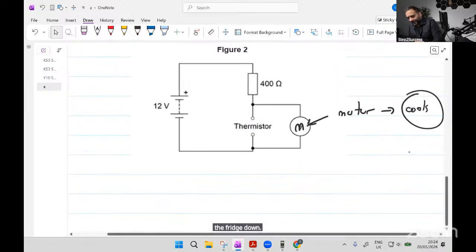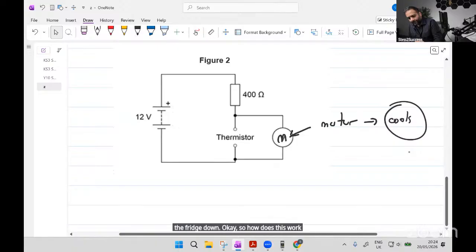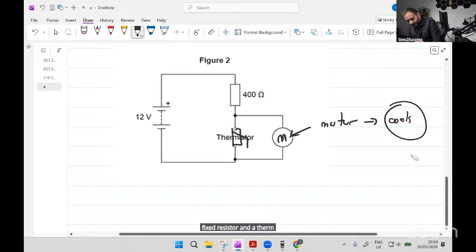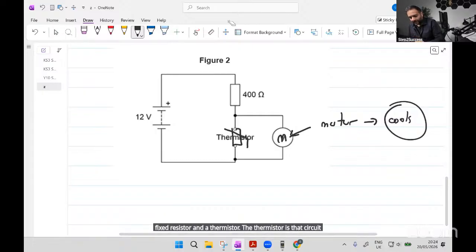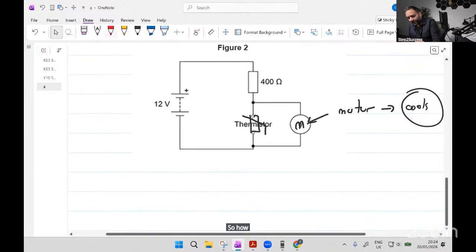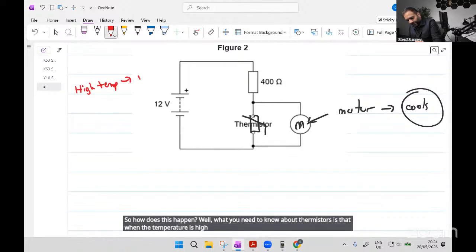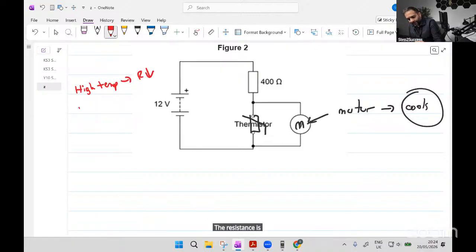Okay. So how does this work? We have a circuit here with a fixed resistor and a thermistor. The thermistor is that circuit symbol, something like that. So how does this happen? Well, what you need to know about thermistors is that when the temperature is high, the resistance is low, and when the temperature is low, the resistance goes up.